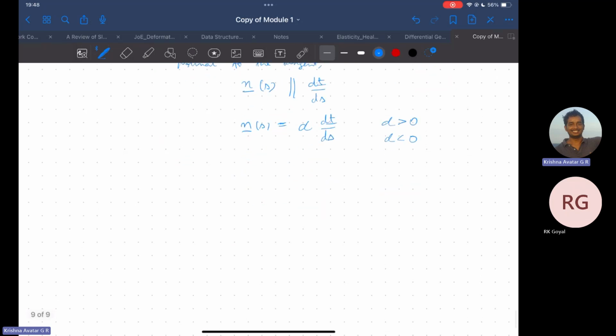So for a planar curve, we have some conventions. Say suppose our parameter s is increasing in this manner. If s is increasing in this manner, then this will be the tangent vector. So the normal is typically taken, let me just verify, it has been some time, just to get an idea about which is the positive sense.